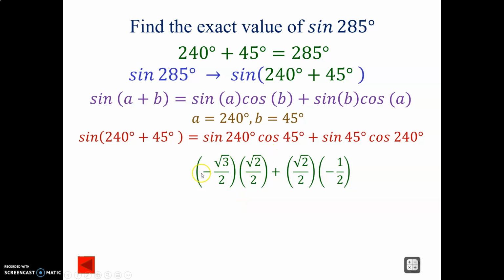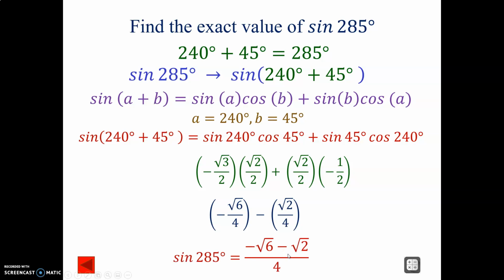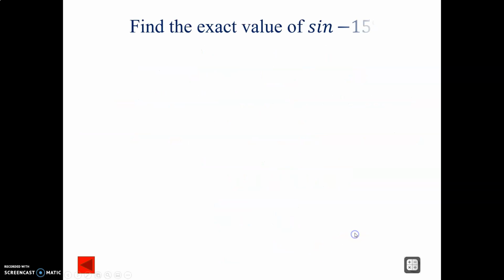If we multiply this together, negative radical 6 over 4, and here we get negative radical 2 over 4. There's a negative radical 6, negative radical 2. There's our answer. Negative radical 6 minus radical 2 all over 4. Let's see what the next problem is.